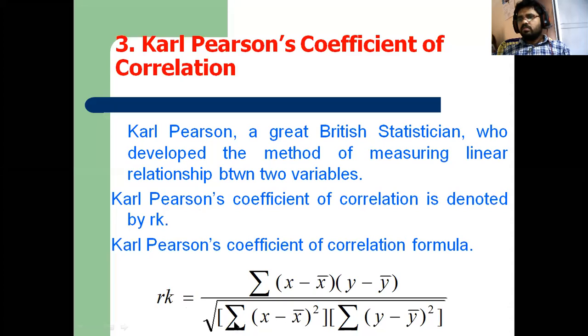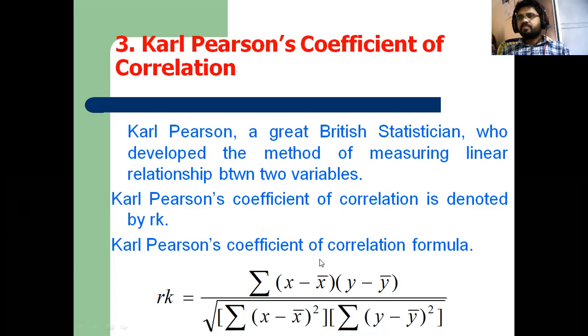Then, divided by the square root of the summation of x minus x bar whole square, or directly we can write summation of small x square. Then into the summation of y minus y bar whole square, or we can write summation of small y square. The square root can be applied to one term or to both, no problem. If you write it like this, it is one of the formulas.